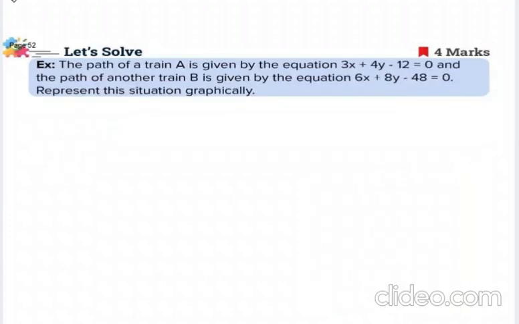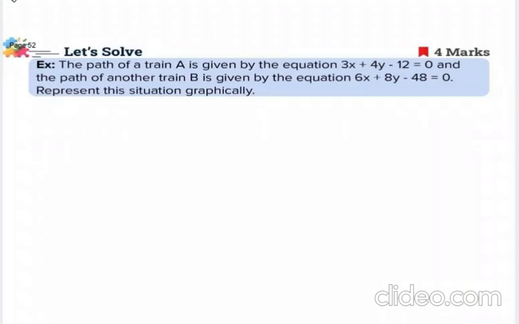The path of a train A is given by the equation 3x plus 4y minus 12 is equal to 0. And the path of another train B is given by the equation 6x plus 8y minus 48 is equal to 0. Represent the situation graphically. So graphically, I'll show you my graphs. But before that, let's try to find the values of y and x.